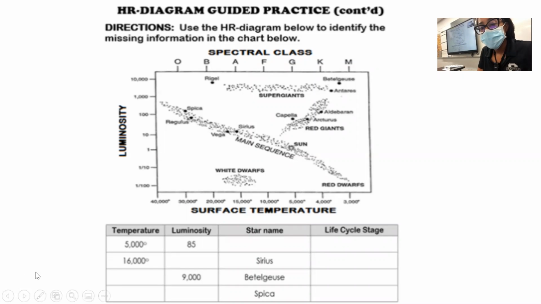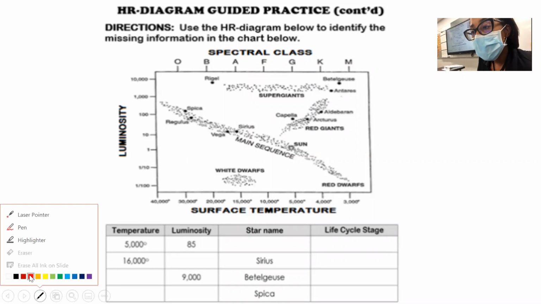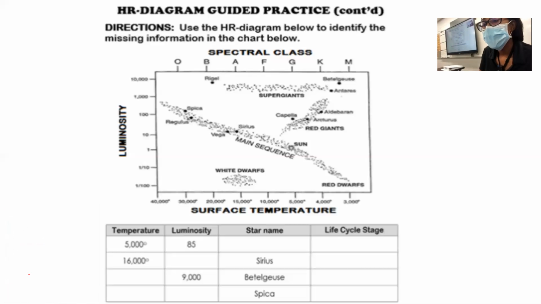So for the first star, it says we have to fill in the missing information in the chart. It says that the temperature is 5,000 and that the luminosity is 85. I need to find out what's the star's name and what life cycle is it in. Is it a main sequence, a white dwarf, or giant, or a supergiant? So my temperature of 5,000 is right here, okay? And it says that the star's luminosity is 85. Well, 85 is relatively close to 100. I'm just gonna go down a little bit. So I think 85 is maybe about right here.